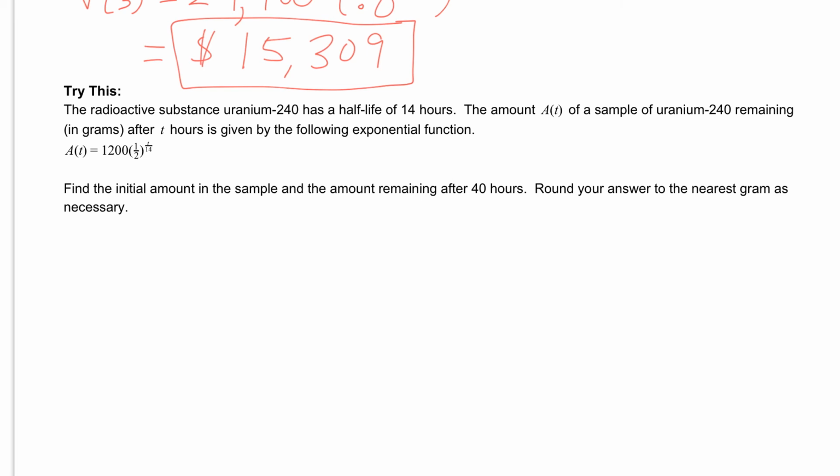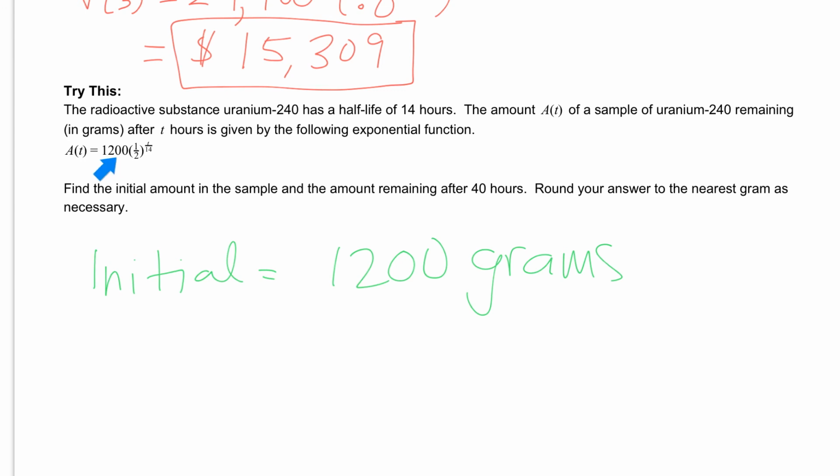If you did try this correctly, your initial amount should be equal to 1,200 grams. And remember, that's just that number that's out in front here. And then after 40 hours, so A of 40, should be 166 grams. If you have any questions, please let me know.